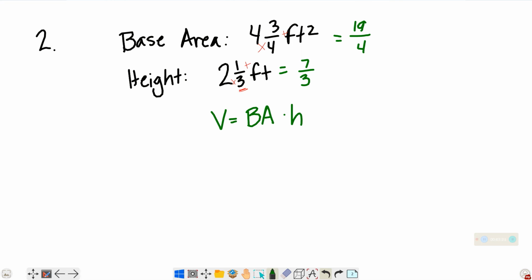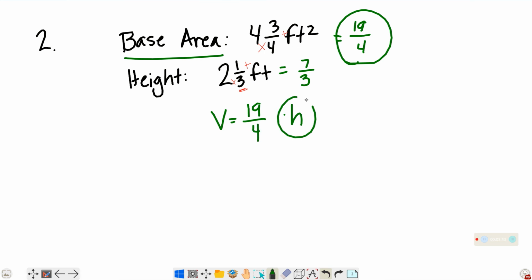Now we get to substitute. The base area is 19 over 4. So we're going to replace the BA with 19 over 4. And we're going to replace the height with the height here. So we need 19 times 7 and 4 times 3.